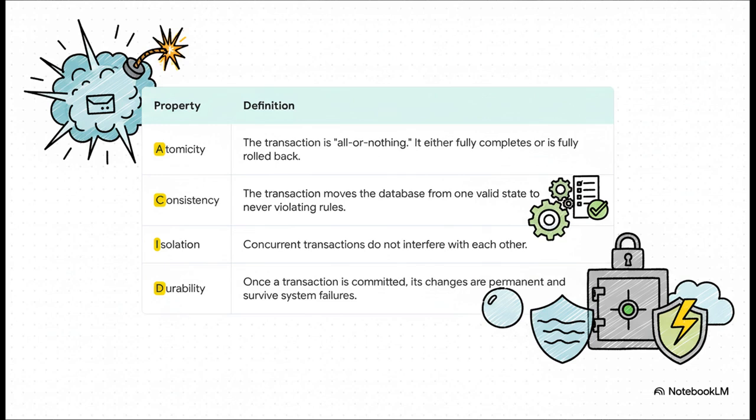Isolation keeps different actions from tripping over each other. And durability, well, that just means that once a change is saved, it stays saved, no matter what.